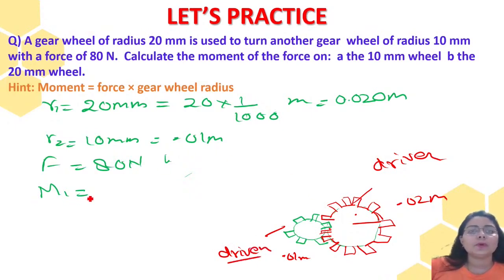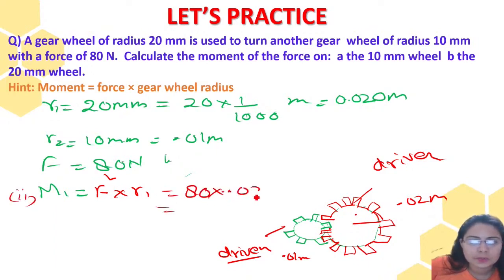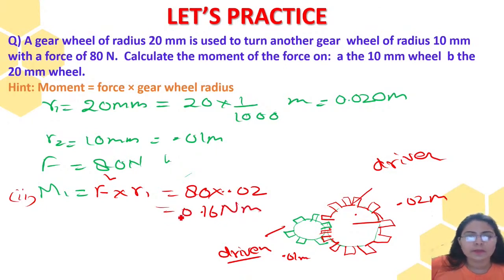So we need to calculate the moment of force on both, on 10 as well as on 20. I'm marking M1, that is 20 first, as I have marked 20 first for the case. M1 will be equivalent to F into R1. So F is 80, into R1, which is 0.02. So 8 into 2 will be 16, that is 1.6 Newton meter. That is the first moment.